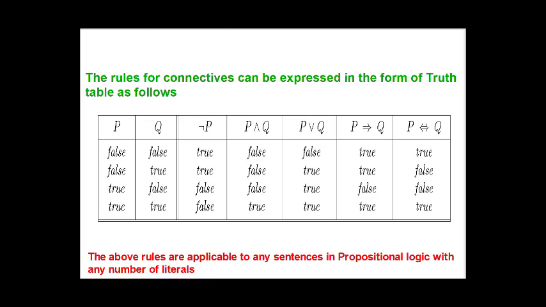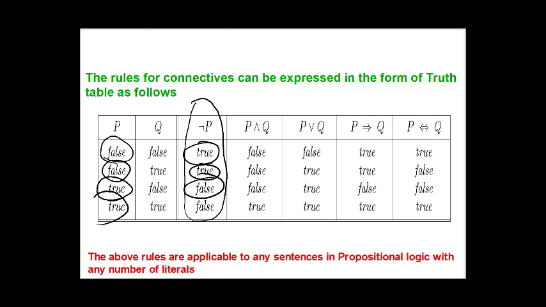In the next slide, this is the truth table. Here we have two inputs, P and Q. We have four combinations: false false, false true, true false, true true. Here we are seeing negation of P. When P is false, negation of P is true. This is false, this is true, this is true, this is false, the opposite of P.